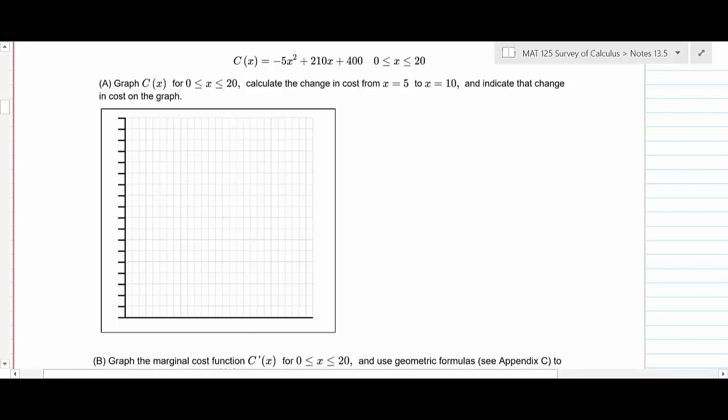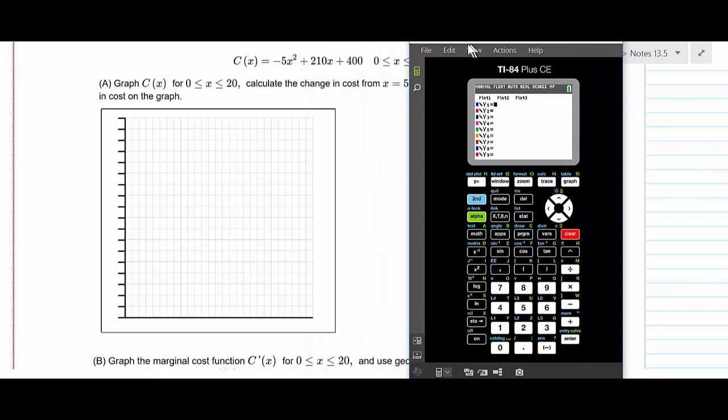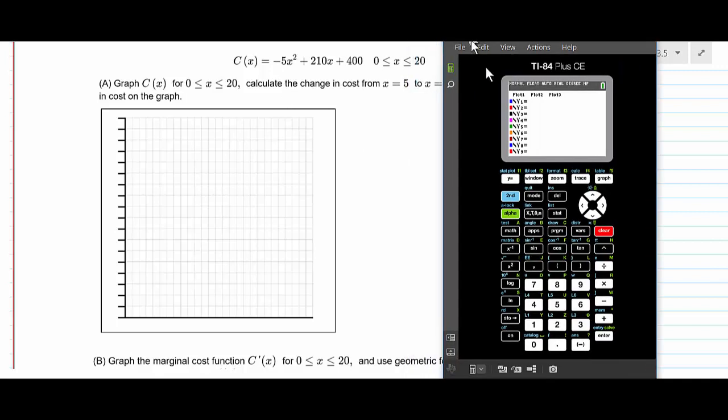And we want to use our calculator on this, so let's go ahead and put the function that I gave you in your calculator. This will be a parabola, and we want to get a nice accurate graph on this. So let's put in the function: negative 5x squared plus 210x, and then plus 400. Okay, so we got that put in.